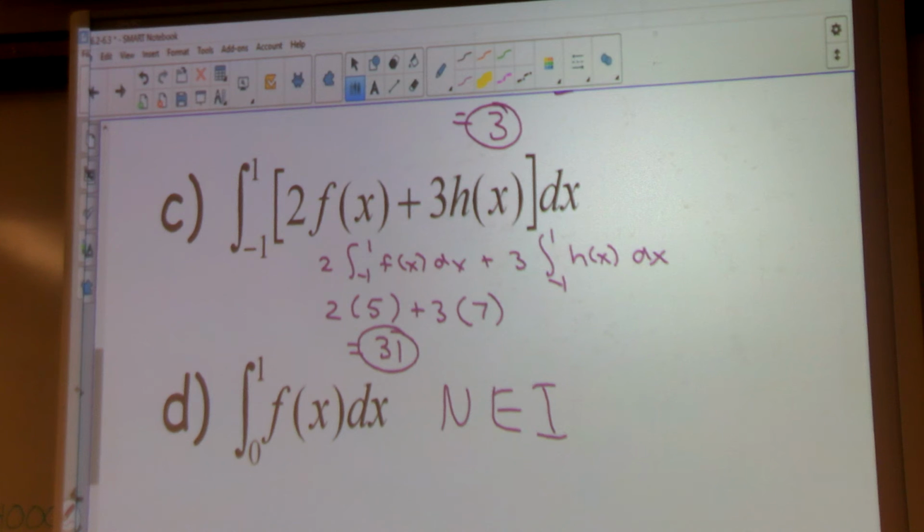You don't have information. Now, if you were told this was an even function, then yeah, you could say that's 5 halves, because evens are symmetric about the y-axis. Okay? But you are not told that.